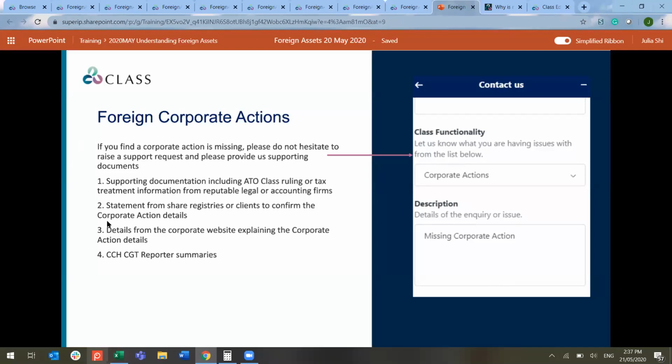Below, these four are the documents we probably need from you if you have this information on hand. If you have a class ruling from the ATO, or some tax treatment information from another practice, or the share registry or the clients to confirm the corporate action details, or a website handy that explains the tax treatments, or even better, the CCH CET reporter that you can send through, so we can implement this information for you.